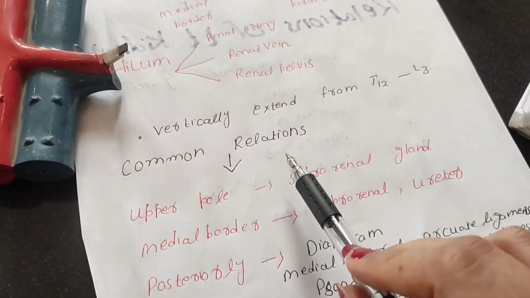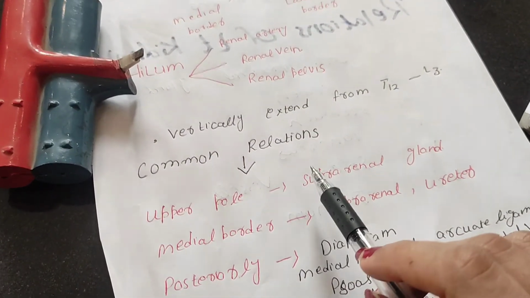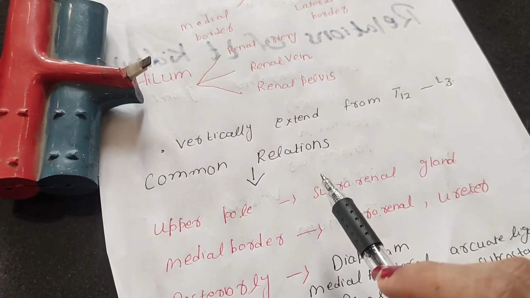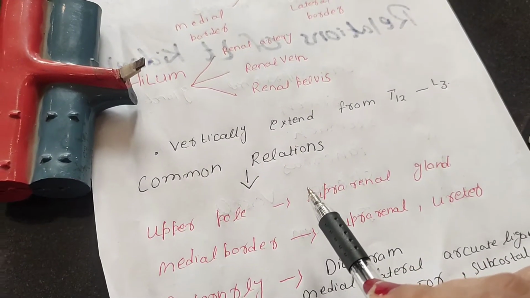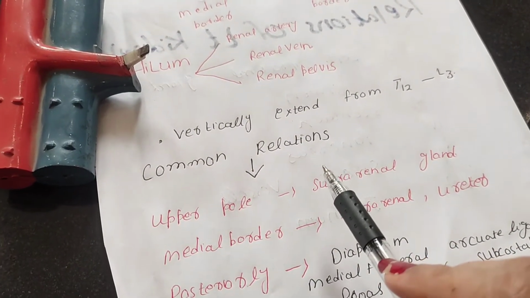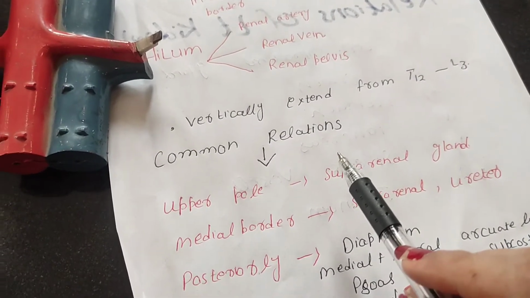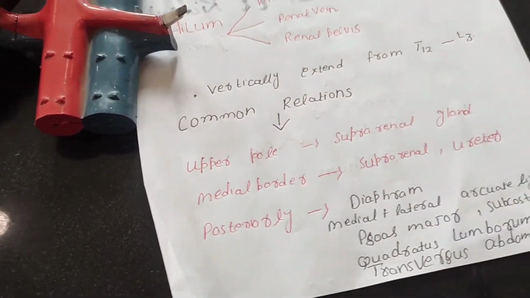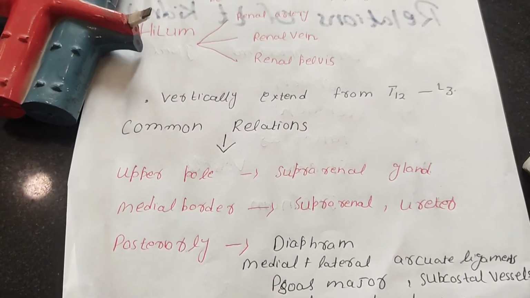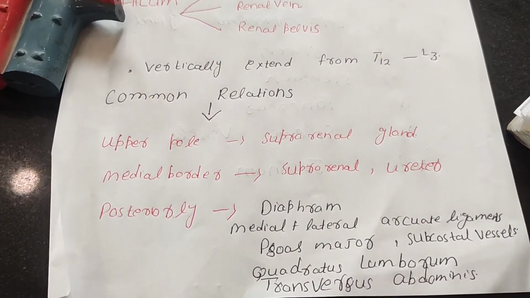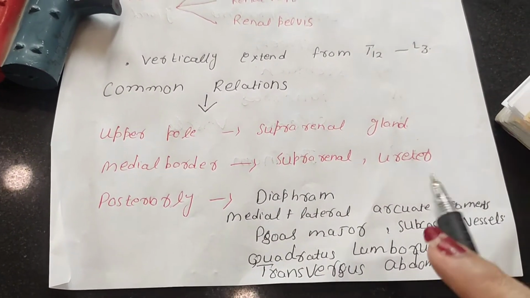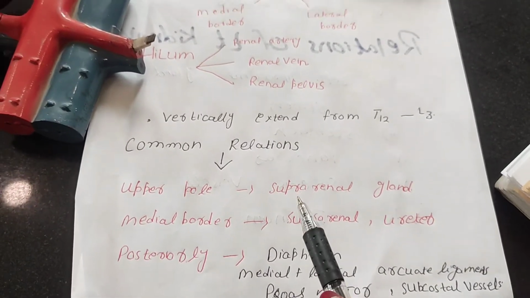Then comes the relations of the kidneys. There are some common relations which both left and right kidneys share, while there are some different relations of the kidneys according to their location. The right kidney has different relations because there are different viscera present on the right side, and the left kidney will have some different relations because on the left side different viscera are present. So first of all we will study the common relations.